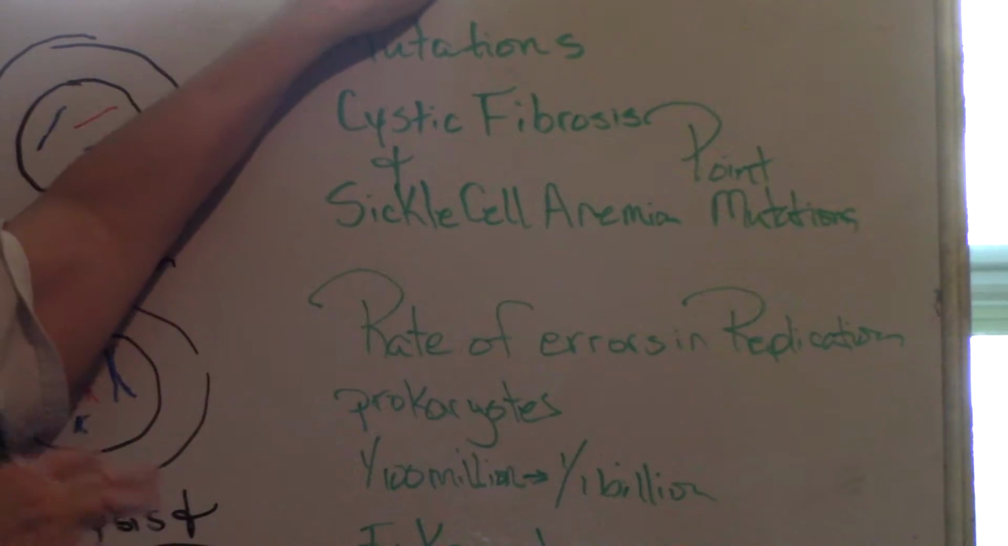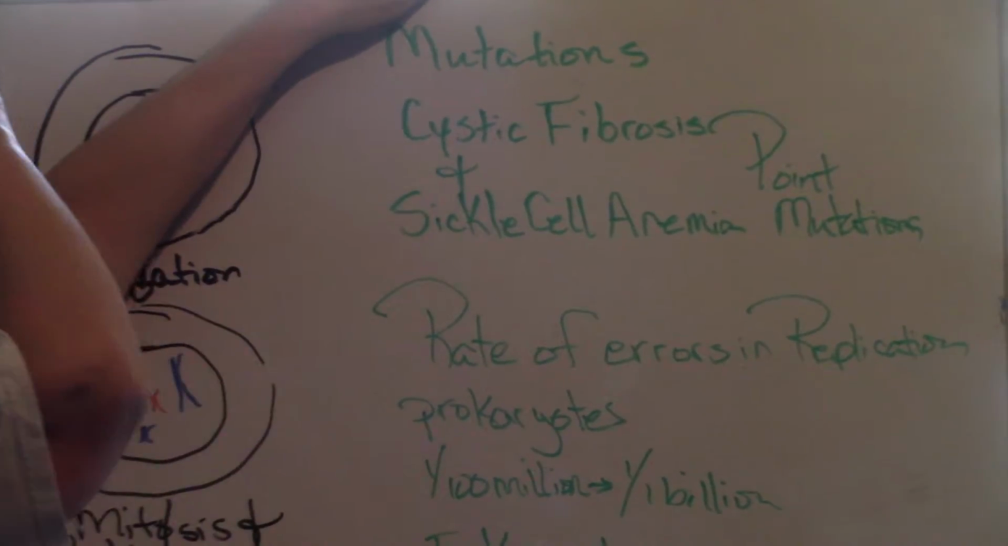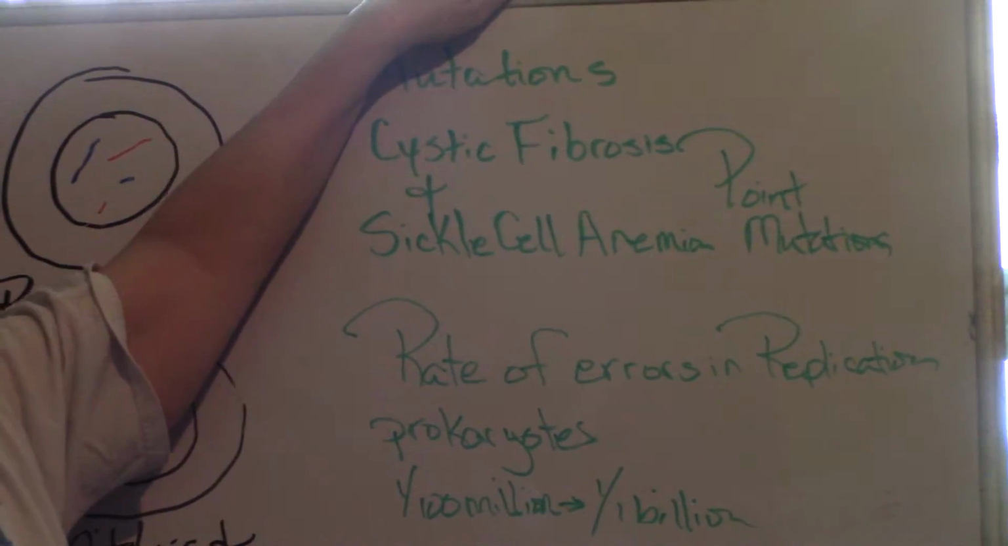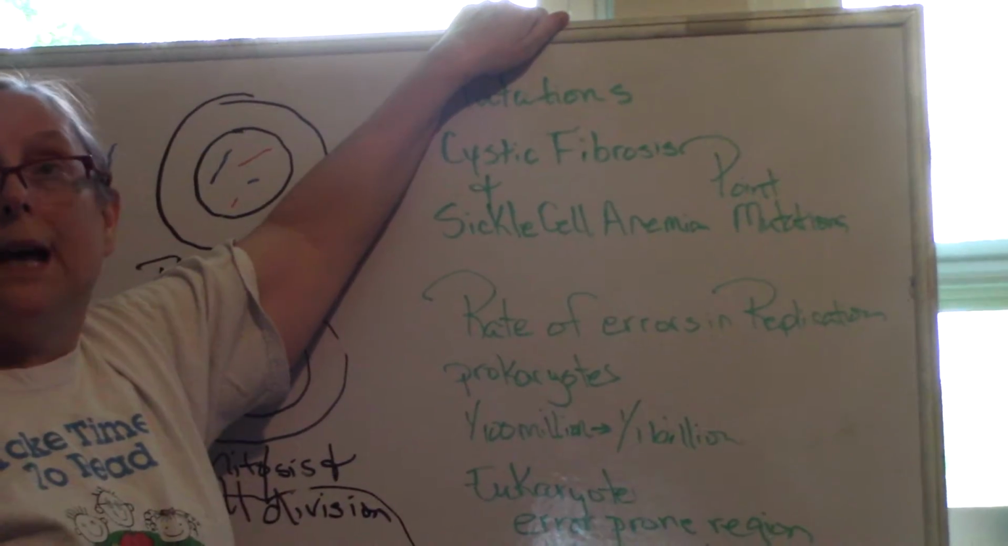So with cystic fibrosis, cystic fibrosis is caused by an inability to transport chloride properly into and out of cells.